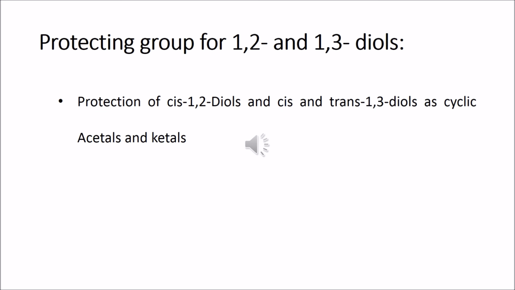The example for dioxolanes or dioxanes or cyclic orthoesters are those that are cleaved by acidic hydrolysis, or as cyclic esters. The examples are carbonates and boronates, which are cleaved by basic hydrolysis. Cyclic orthoesters are more readily cleaved by acidic hydrolysis than cyclic acetals or ketals.